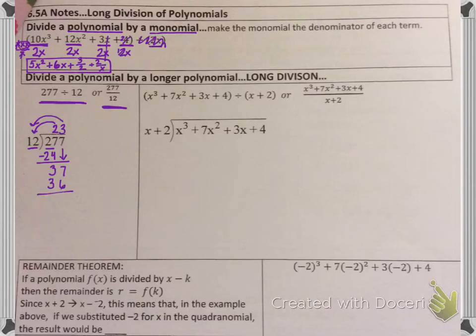We would subtract or change the sign. That gives me a 1. Now, when you were in 3rd grade, you would write your answer like this. You would say 23, remainder 1. Then when you got a little further, you would do 23 and 1/12. Why 1/12? Because 1/12 is what's left over.